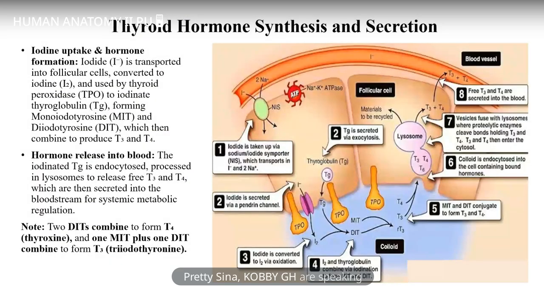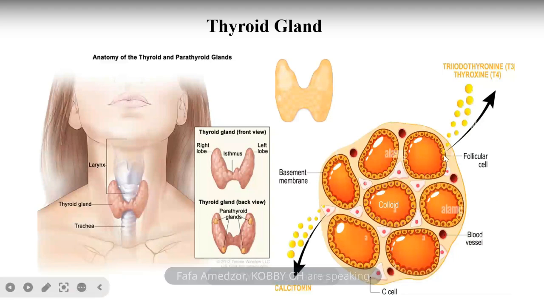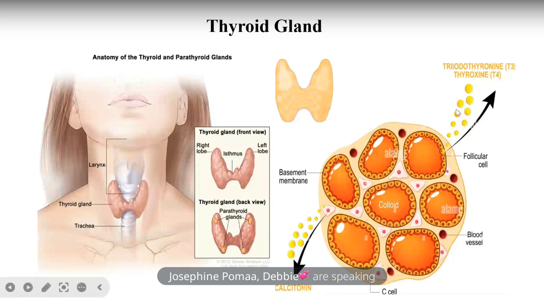Okay, that's fine. So if I ask you, which cell in the thyroid gland produces calcitonin, what will be your answer? The parafollicular cell, or the C cell. Okay. Which cell in the thyroid gland produces the thyroid hormones T3 and T4? The follicular cell or the epithelial cell.